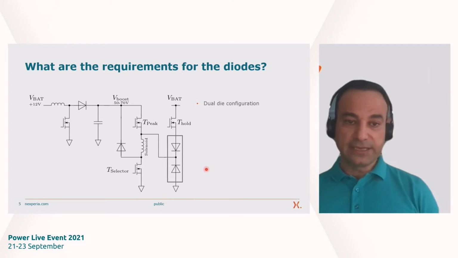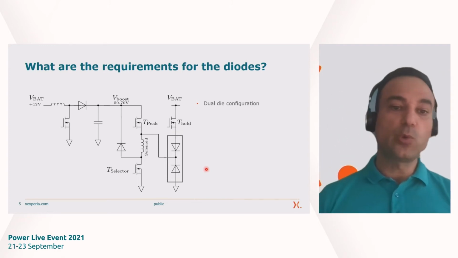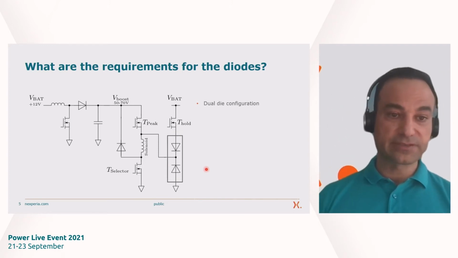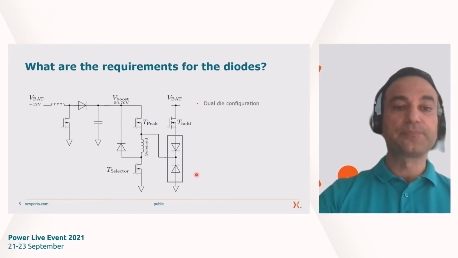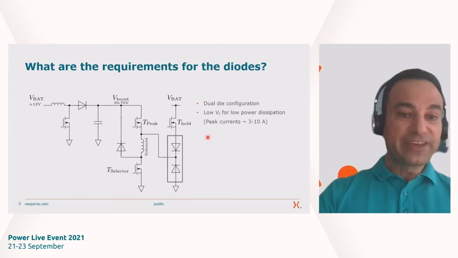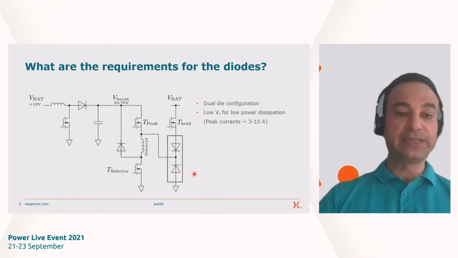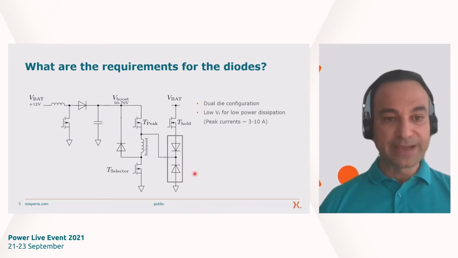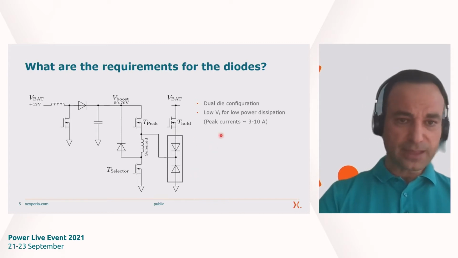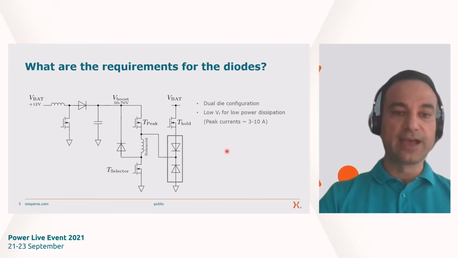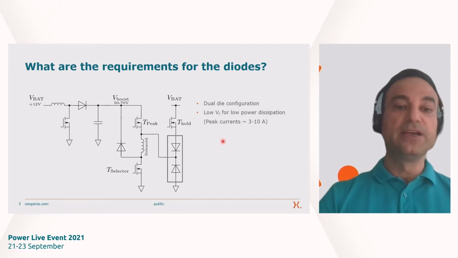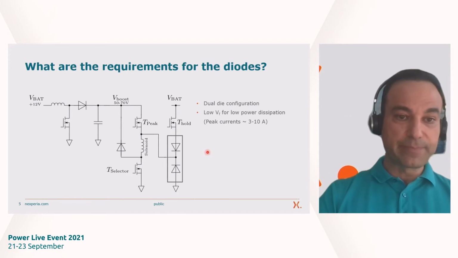We see that many automotive customers are using dual die configurated diodes. That means these two diodes are packaged within one housing. We need a low VF since the conduction losses through this bottom right diode is the dominant loss mechanism in this case. We are talking about peak currents in the range of 3 to 10 amps, depending on the application details. So obviously, the lower VF, the better.